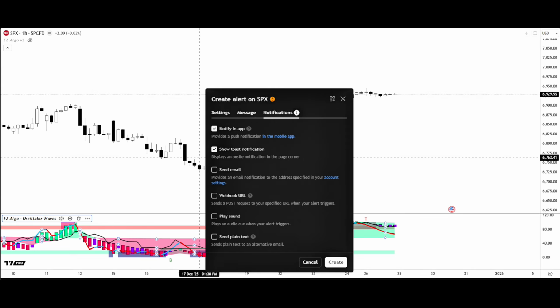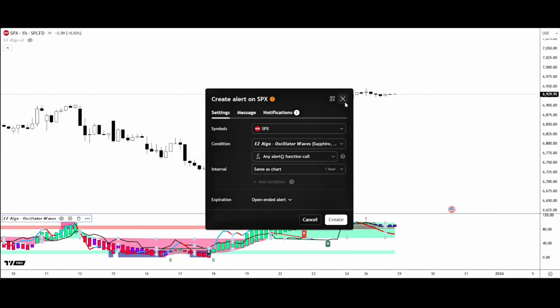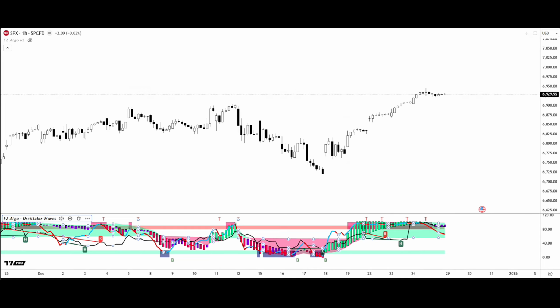We can also see how we want the alert message to be sent. If we just want a notification in the application, if we want a pop-up notification, if we want to send an email, webhook, play sound, text, whatever the case is, we can do all of those things in the alert section in TradingView. It's pretty simple to use.